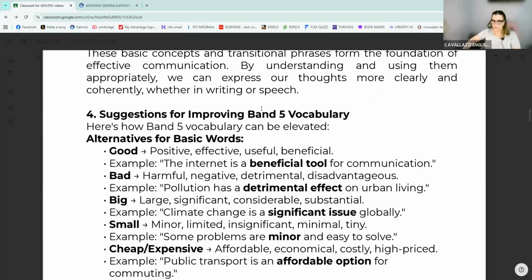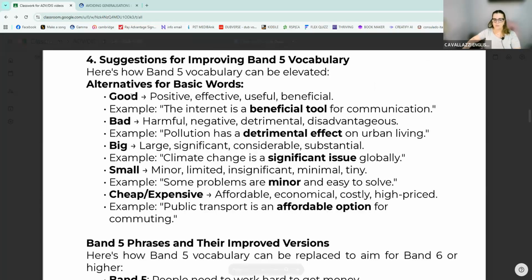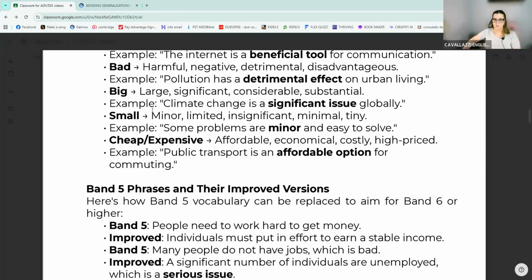So here, instead of using good, you will use positive, effective, useful, beneficial. Instead of using bad, you will use harmful, negative, detrimental, disadvantaged, and so on. Big, large, significant, considerable. Very cool.